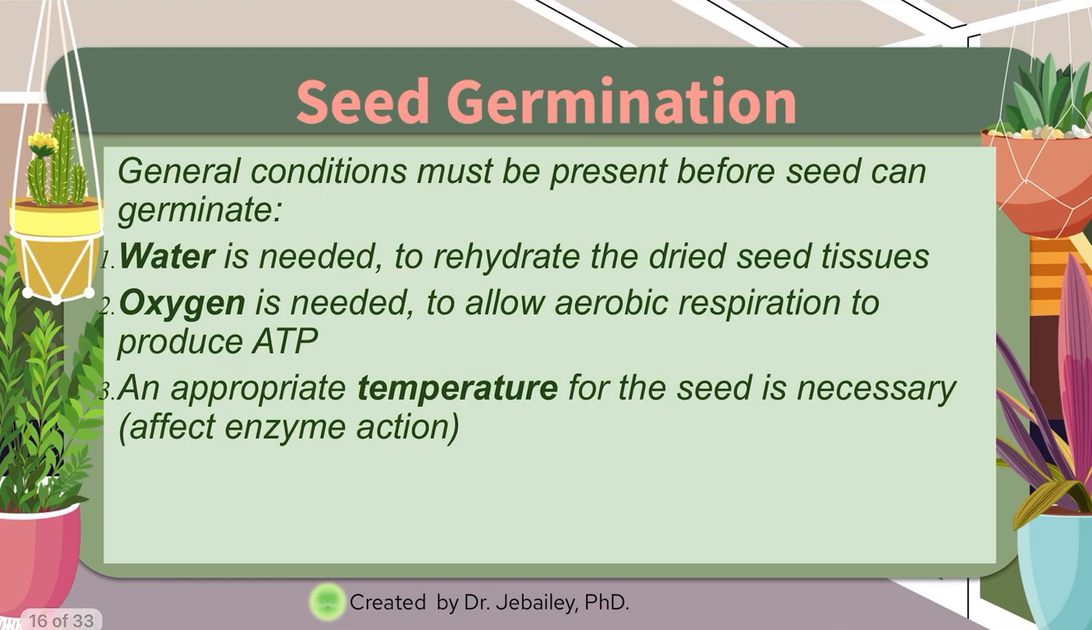Now, here are the seed germination conditions. There are three things, and you need to know those three. The most important thing that you need in order to make the seed open and grow is water. Water is needed to rehydrate the dried seed's tissues. You need oxygen to allow aerobic respiration to produce ATP, right? Because you're going to do a lot of movement inside the seed as you grow.